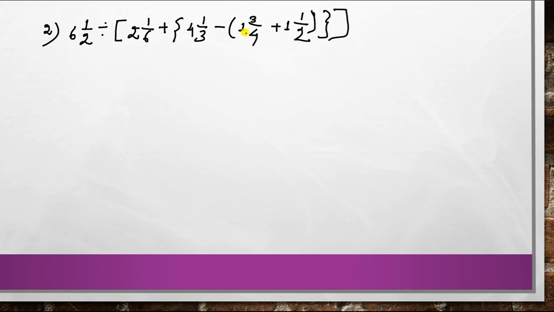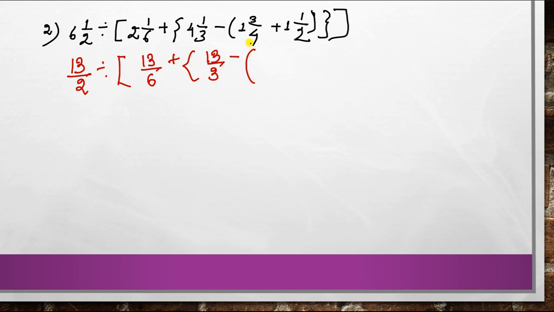First, mixed fractions are given, so let us first convert them to improper fractions. 6 into 2 gives us 12, 12 plus 1, 13 by 2. Divided by, again we'll put the square brackets. Then this also, 13 by 6. Then plus, then we have these curly brackets, or braces. Then 4 into 3, 12, 12 plus 1, then we have 13 by 3. 13 by 3, minus sign.